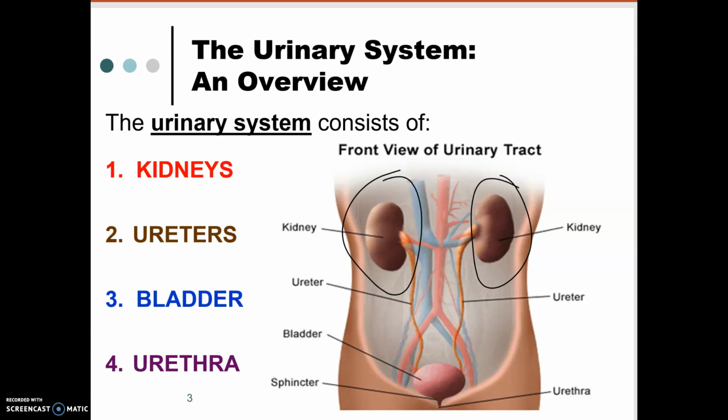We're also going to have the ureters, which is a long tube that will bring the urine from the kidney when it's produced, and it'll be held down here in the bladder, which is a storage area for urine. And then finally we'll have the urethra, which is how the urine will get out of the body. So those are the four main components of the urinary system.